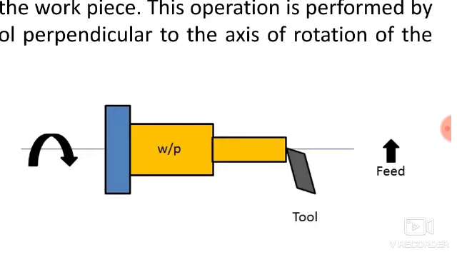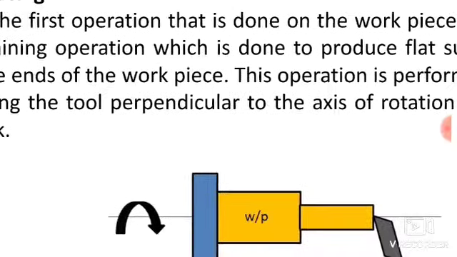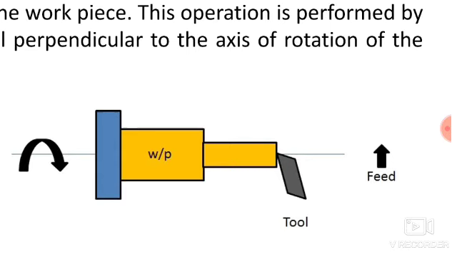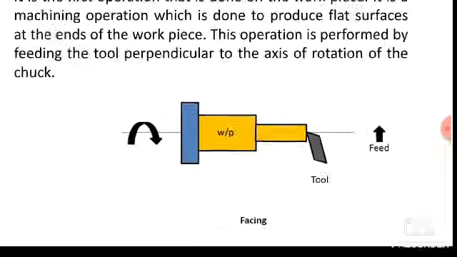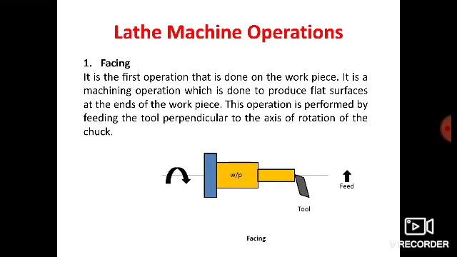So basically facing is nothing but the first operation that we perform on the workpiece, and the facing operation is done to get a flat surface, okay, to produce the flat surface at the end of the workpiece. Suppose the end of the workpiece is irregular, in that case we perform the facing operation in order to produce a flat surface at the end. Okay, and here the tool is fed perpendicular to the axis of the lathe. That is very important. So this operation is performed by feeding the tool perpendicular to the axis of rotation of the chuck. Okay, so this is the first operation, that is facing.